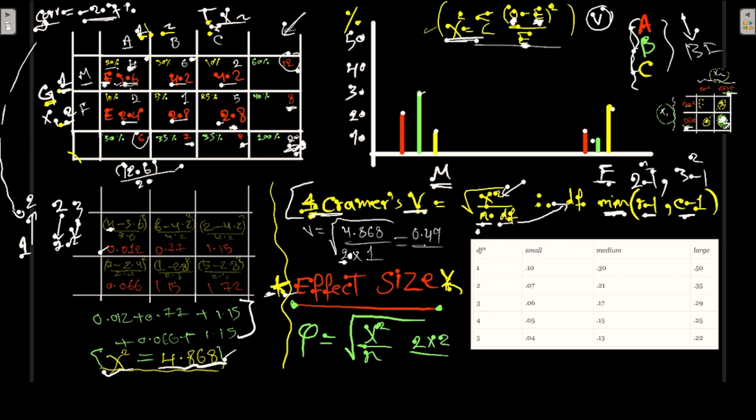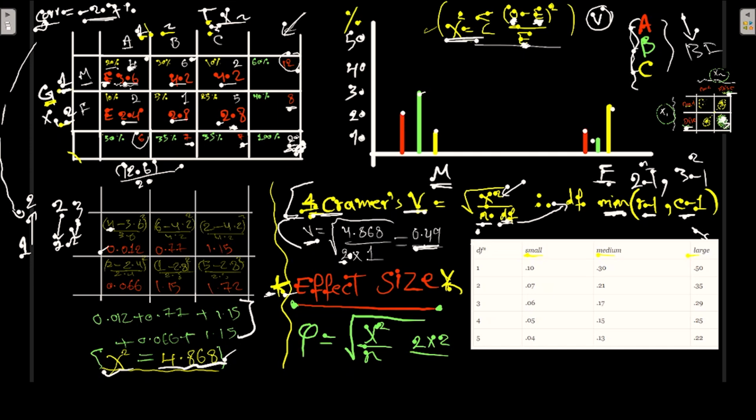If I apply the formula, I will get 4.868, which is the chi-square, divided by 20, which is the total number of my observations, multiplied by the degree of freedom of 1, which is 20, and you will get 0.49. This value is called the Cramer's V value. Now, how to interpret that? There is a table. It shows you small effect, medium effect, and large effect.